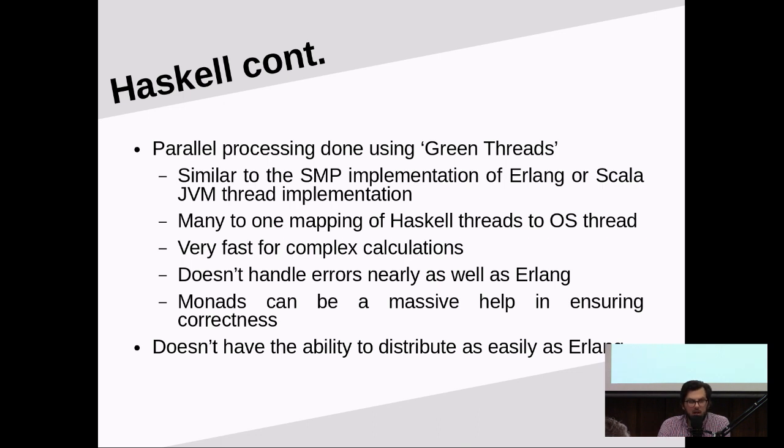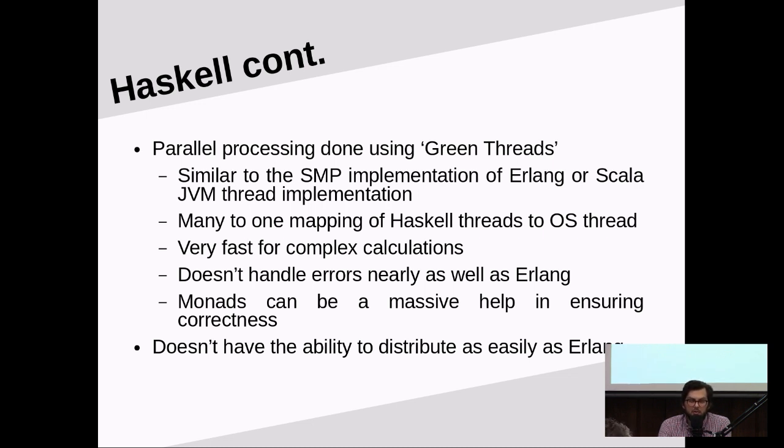And then Haskell does parallel processing using something called green threads. So it's kind of like the SMP implementation of Erlang or the JVM thread implementation of Scala. It's a many-to-one mapping. Haskell threads, like you can have maybe 10 Haskell threads to an OS thread, for example. It's really great for doing complex calculations like math.